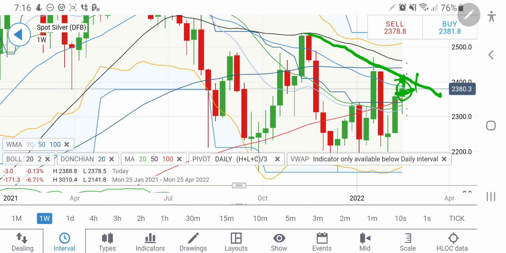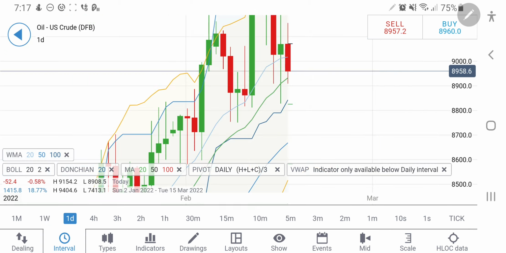Above 2390 go long for 2400, 2412, and in fact beyond that it will definitely fly. Take your positions accordingly. Now let's have a look at crude oil. These are the charts for crude oil. You can see it, 8900.